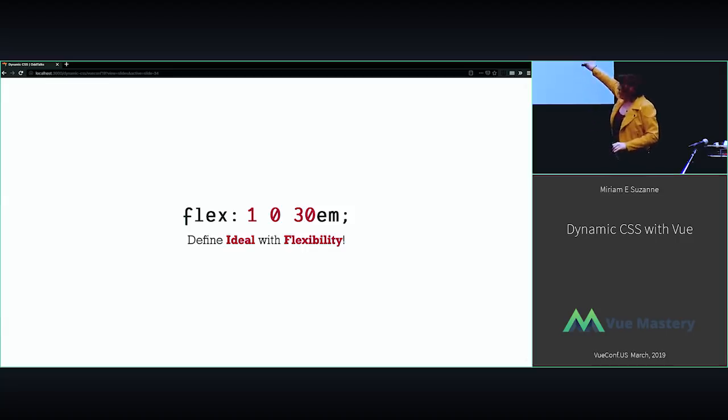So we can say we have an ideal width, which can be set to auto, the default width of the element, or anything else that we want. We say this is the ideal, and then we say how much am I allowed to get bigger, how much am I allowed to get smaller. That's the 1 and the 0.